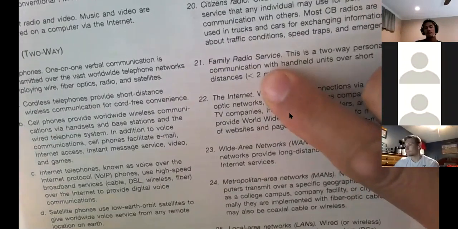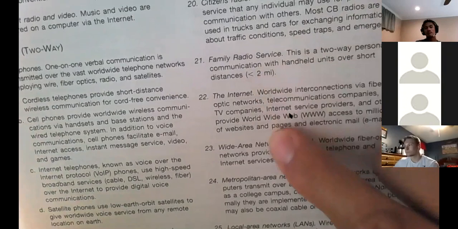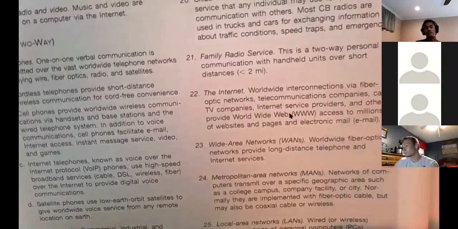Family radio, those are the baby monitors, right? The kind of thing you use for baby monitors. So there's a lot of those.